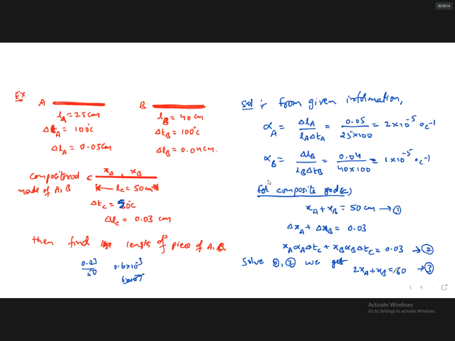Then by subtracting XA plus XB from 2XA plus XB, we get XA equal to 10 centimeter, and XB is 50 minus 10, that is 40 centimeter. Only 10 centimeter of rod A is taken and 40 centimeter of rod B is taken and riveted together to make the composite rod.